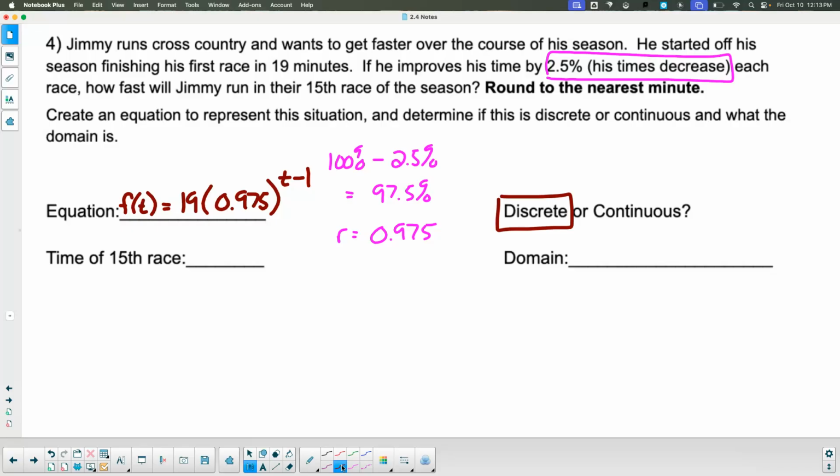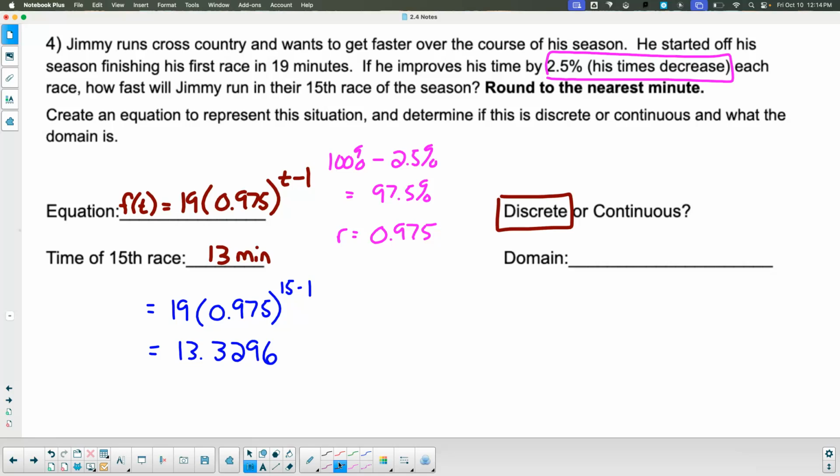Then we're looking for the time in our 15th race. So that's going to be 19 times 0.975 to the 15 minus 1 power. When I type that in my calculator, I get 13.3296. But it also said we are rounding to the nearest minute. So therefore, I would say that this would be 13 minutes there.